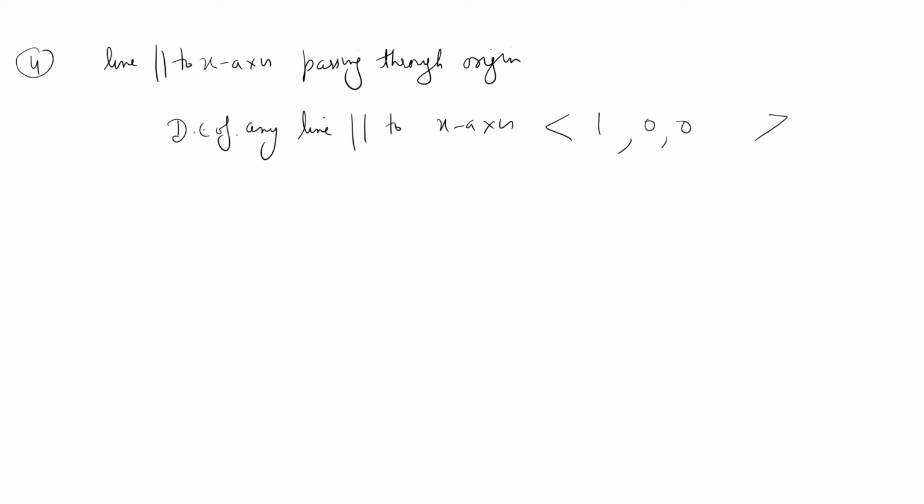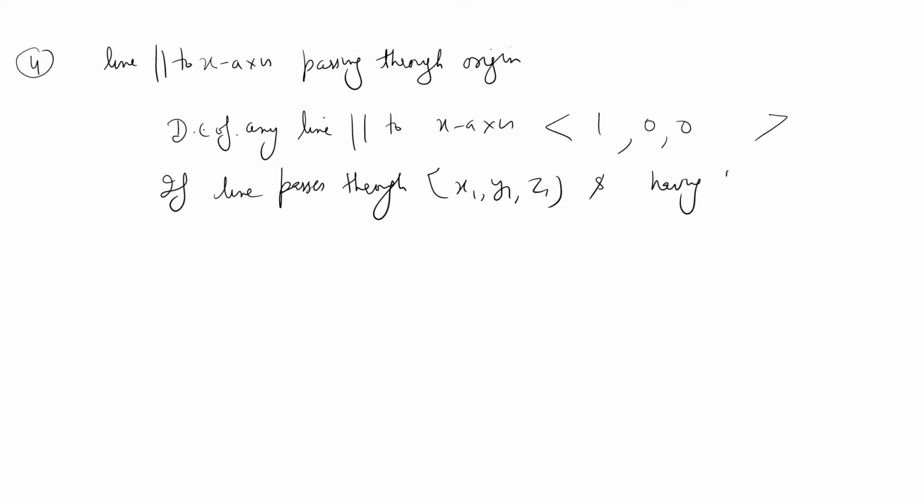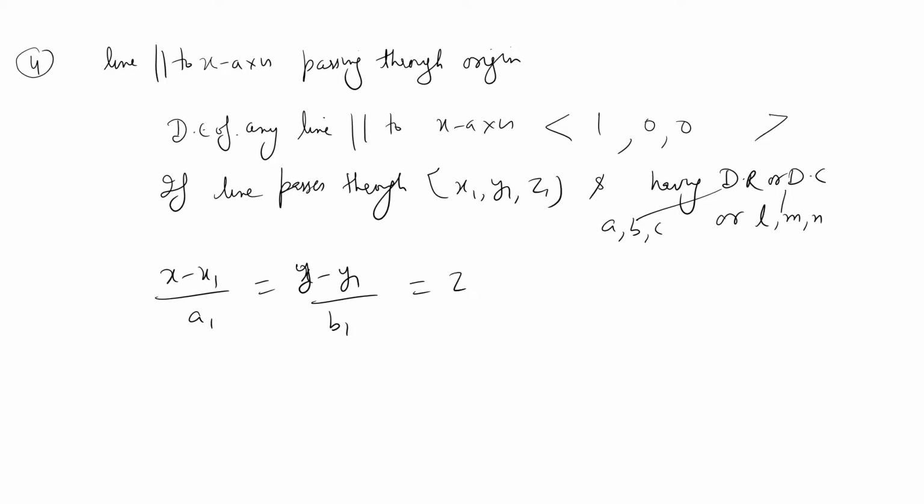Now if a line passes through (x1, y1, z1) and has direction ratios or direction cosines given as a, b, c or l, m, n, whatsoever it is, then the equation is given in the symmetric form: (x minus x1) upon a1 is equal to (y minus y1) upon b1 is equal to (z minus z1) upon c1, or you can take it as a, b, c.